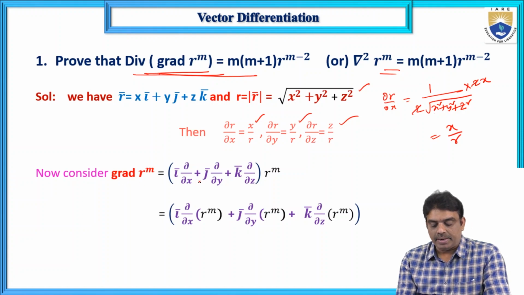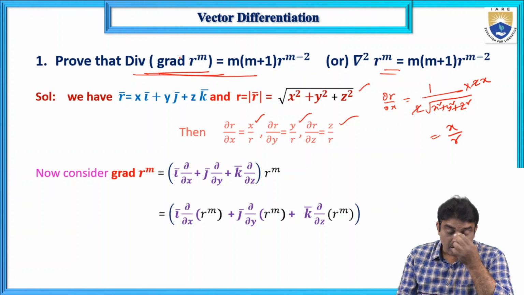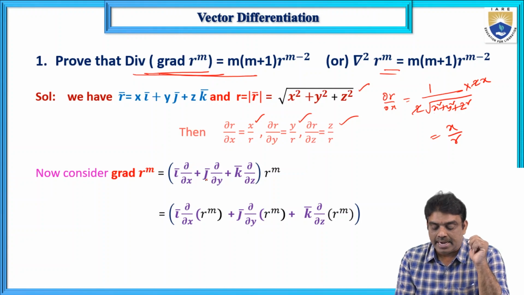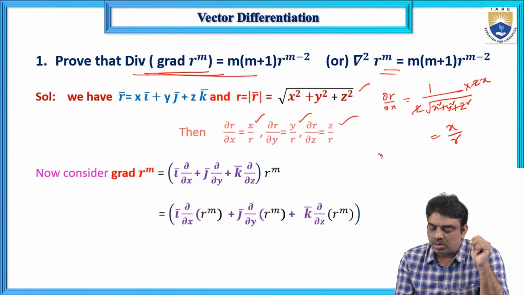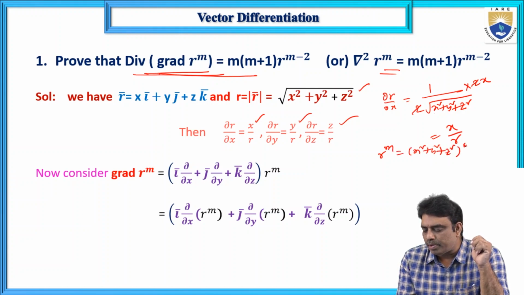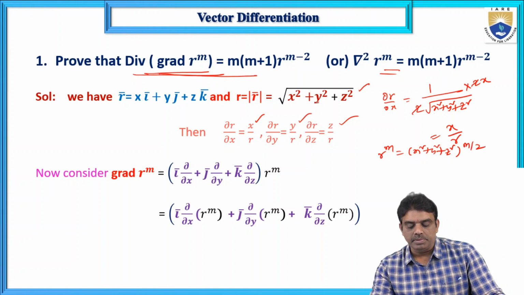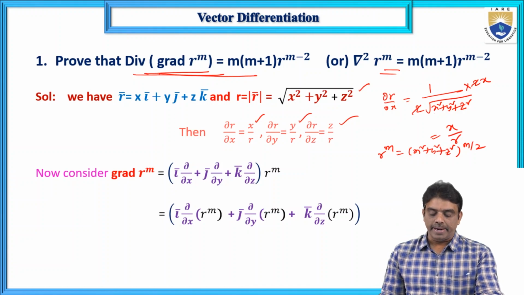So grad r^m. First I need to calculate the term in the bracket, grad r^m. Grad means i-bar ∂/∂x, and so on. r^m is a scalar function. r is the magnitude of r-bar, it is a scalar. r^m means what? r^m means (x² + y² + z²) whole power m/2.